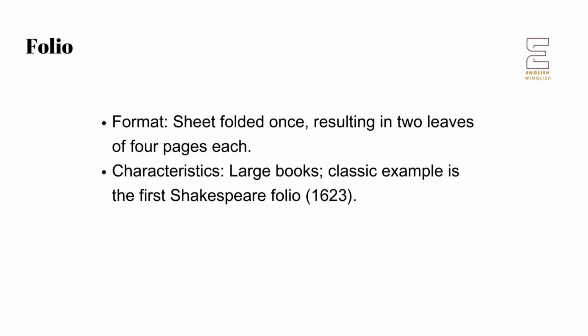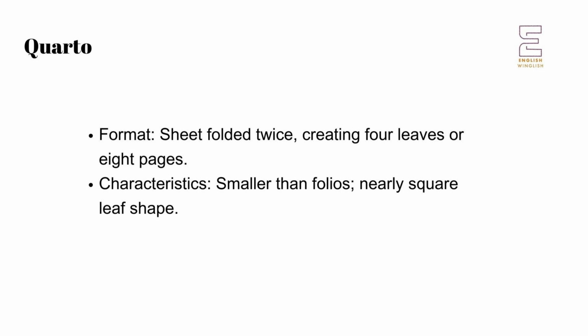Number 1. Folio. The sheet is folded once to form 2 leaves of 4 pages each. Folios are large books, and a classic example is the first Shakespeare's folio, the first edition of Shakespeare's collected plays published in 1623.